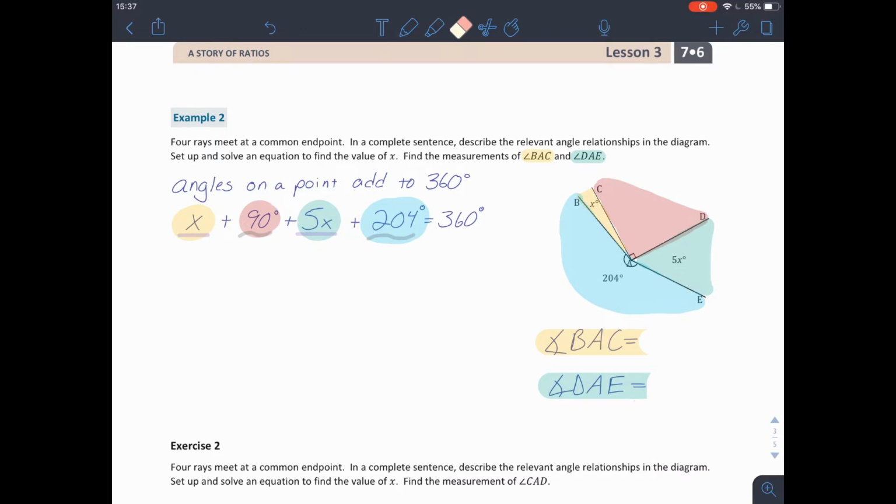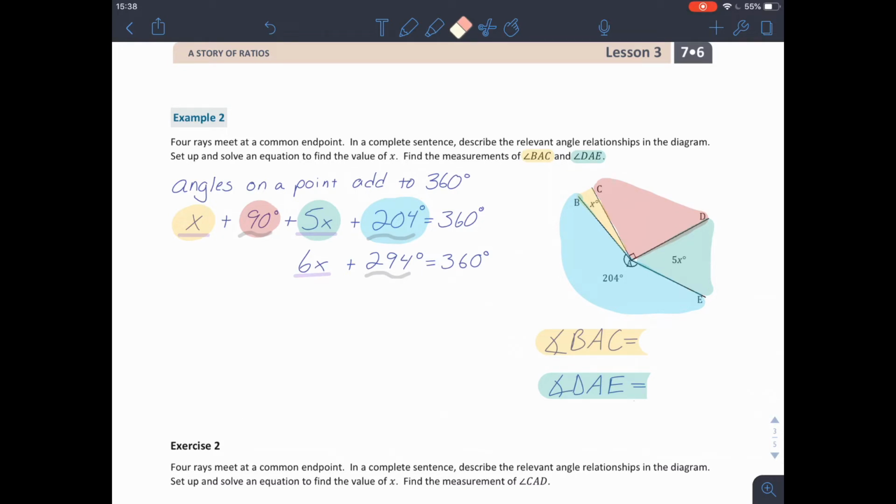I went ahead and highlighted underneath my terms that were alike. So my x and my 5x share a common variable, and 90 and 204 are both constants. They're just regular numbers, so they can combine as well. So when I combine those terms, x plus 5x is 6x, and then 90 plus 204 gives me 294. So now I'm left with a two-step equation. So I do my reverse PEMDAS and undo my addition.